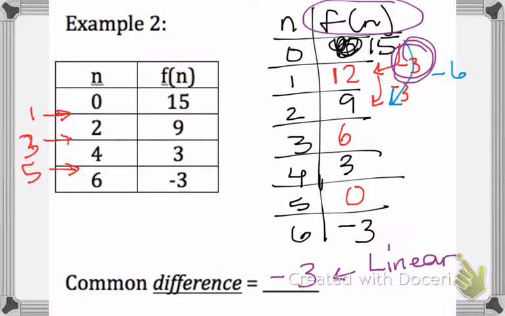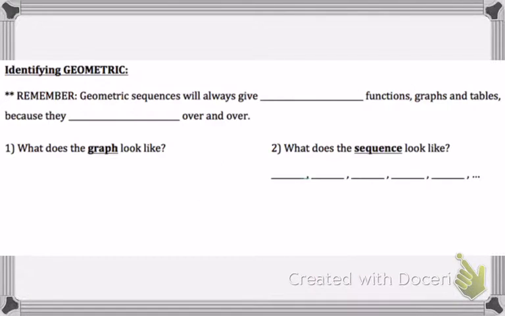Now keep in mind you're going to be given one representation, for example, this table, and you're going to have to determine if it's linear, exponential, or neither, or quadratic, which we'll talk about in a second. So looking at this table, if you have this -3, that means linear is going to be your choice.